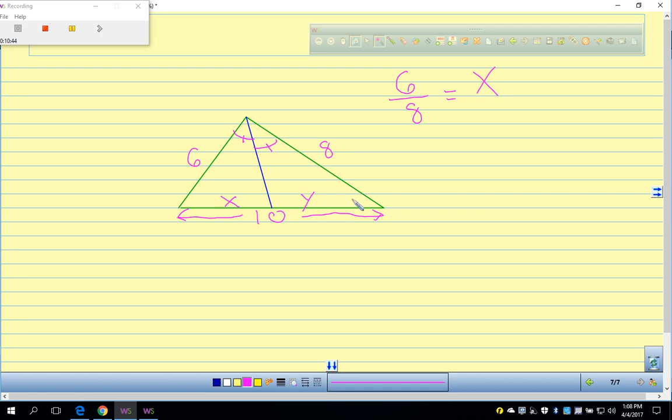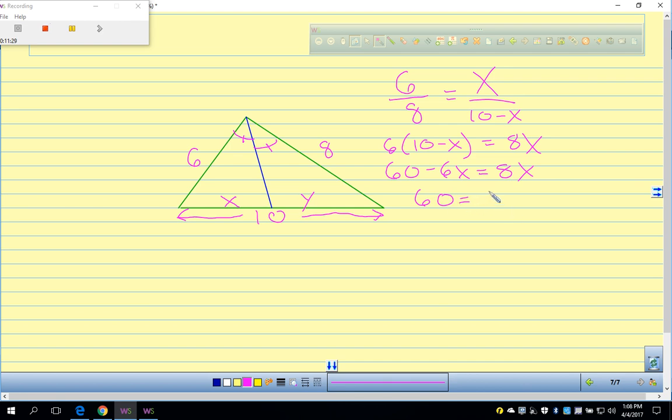What could I call this in terms of 10 and x? How big is this? 10 minus x, right? If this is 10 and this is x, then this piece over here is going to be 10 minus x. So then you get, as x is to 10 minus x. You guys understand where that came from? Now I can cross multiply, and I get 6 times 10 minus x equals 8x. I get 60 minus 6x equals 8x. I get 60 equals 14x.